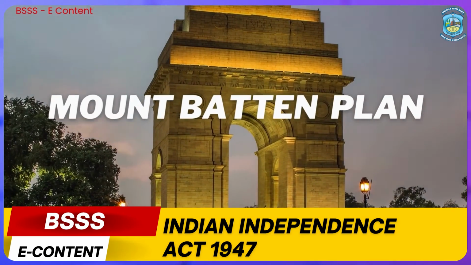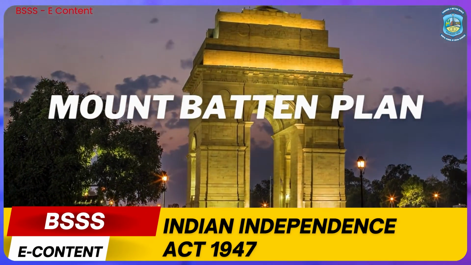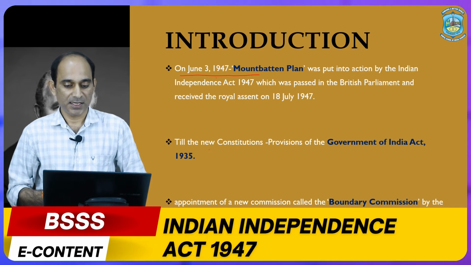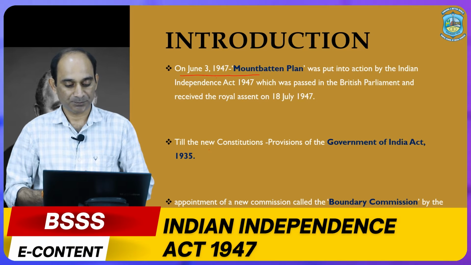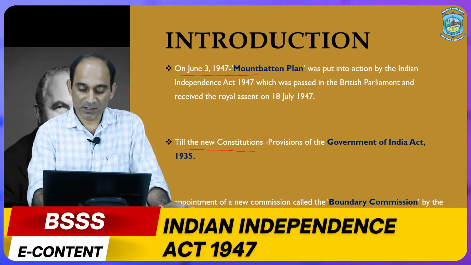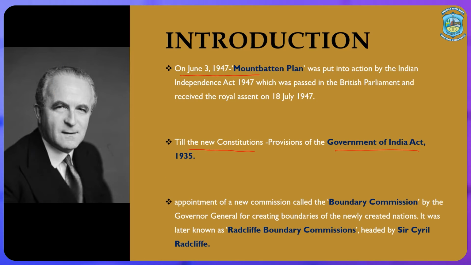If you remember from the last class, on June 3, 1947, the Mountbatten Plan was put into action by the Indian Independence Act 1947. It was passed on 18 July 1947. Now, till the new constitution, the act provided that the Government of India Act 1935 will prevail. It also appointed a new commission called the Boundary Commission for the redrawing of the boundary. It was later called the Radcliffe Boundary Commission, headed by Sir Cyril Radcliffe.